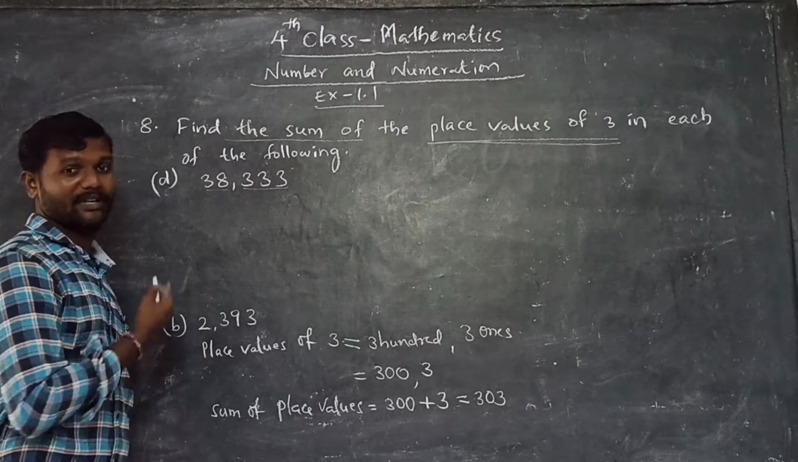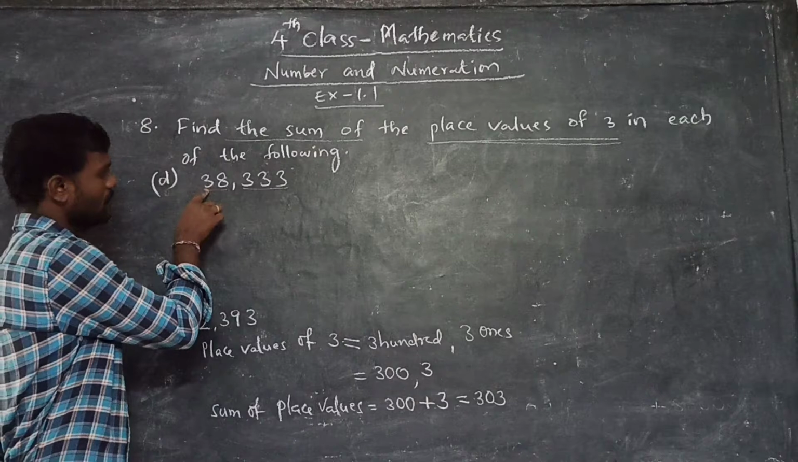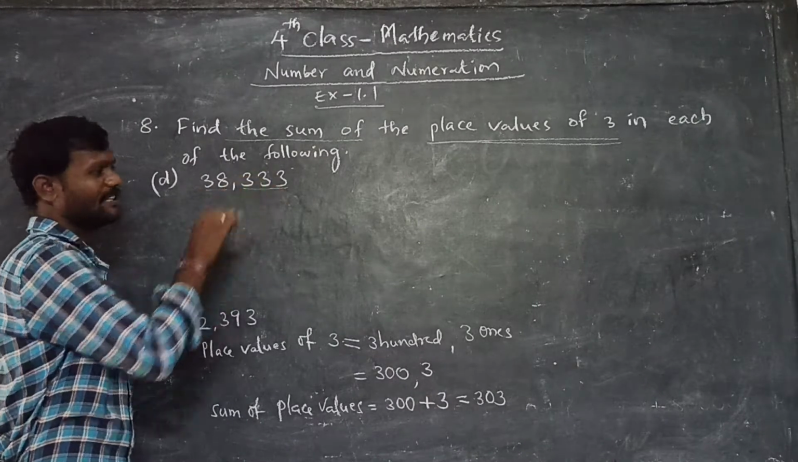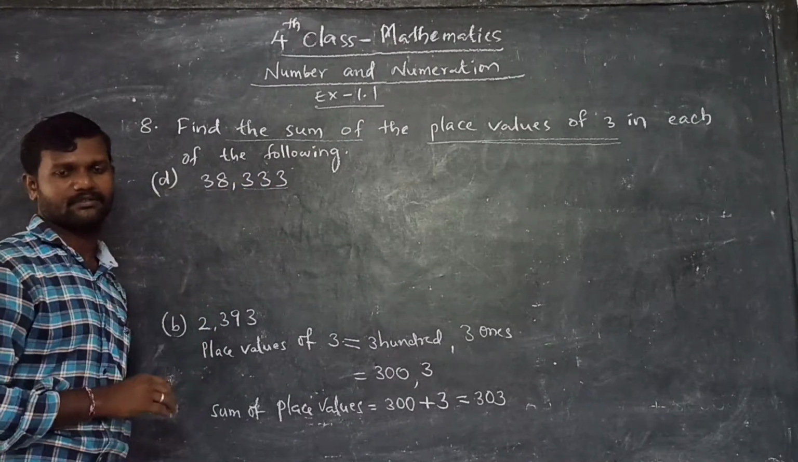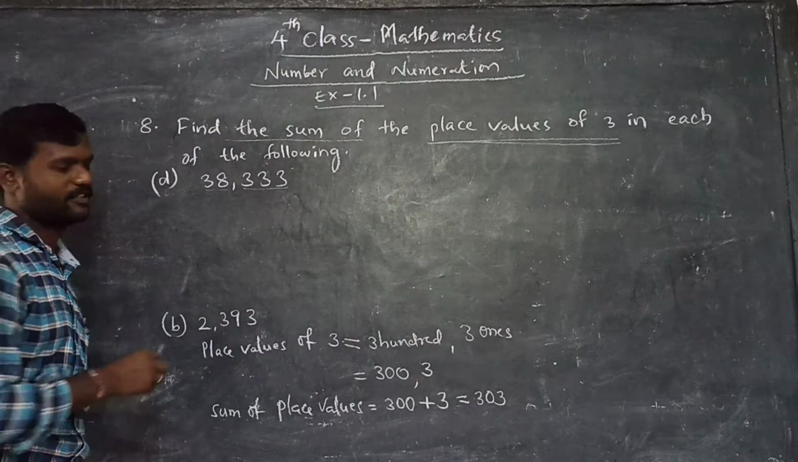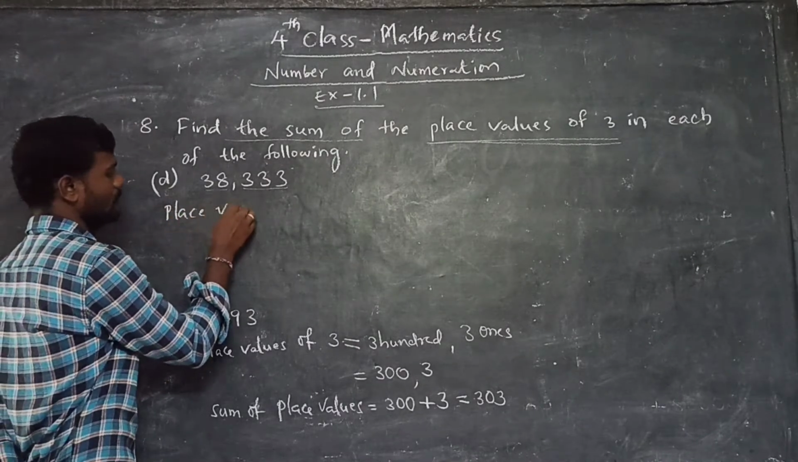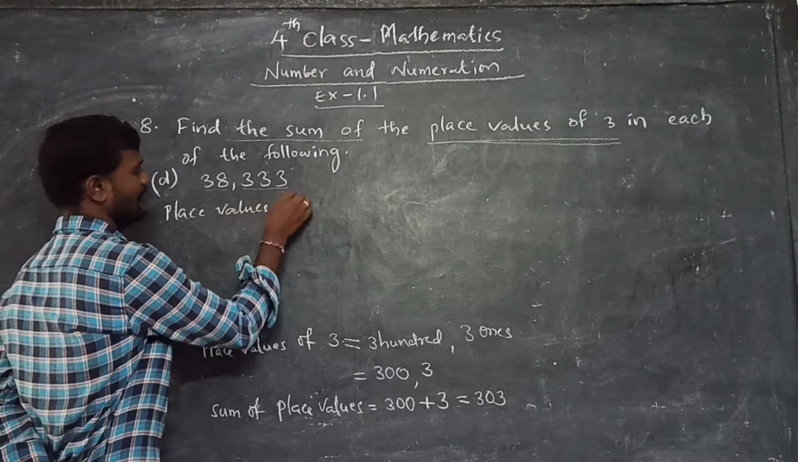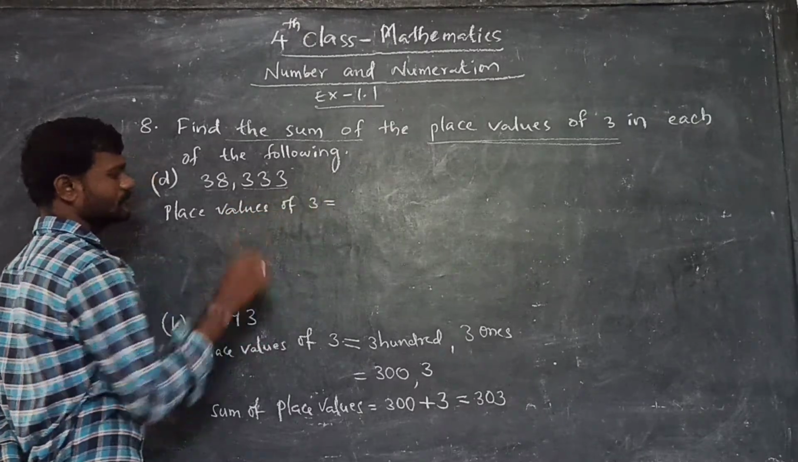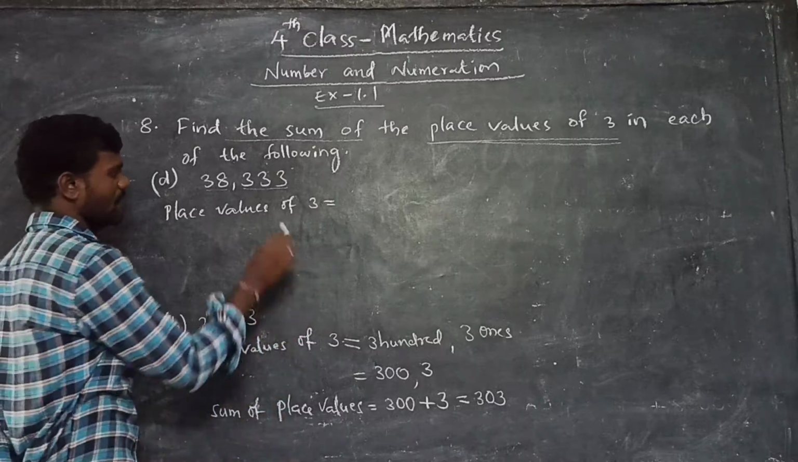38,333. How many threes are there in that? 1, 2, 3, 4. 4 threes are there. So write 4 place values and find the sum of them. So place values of 3.